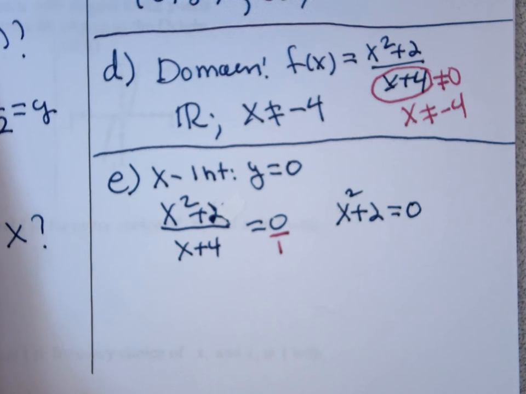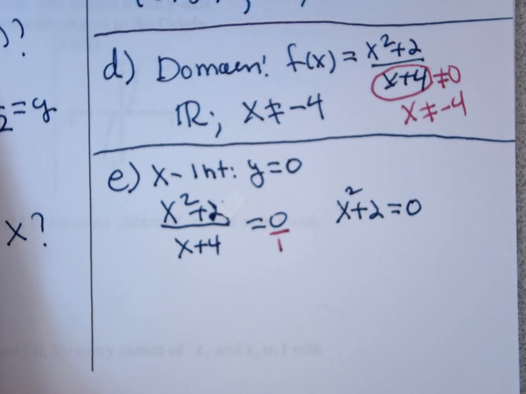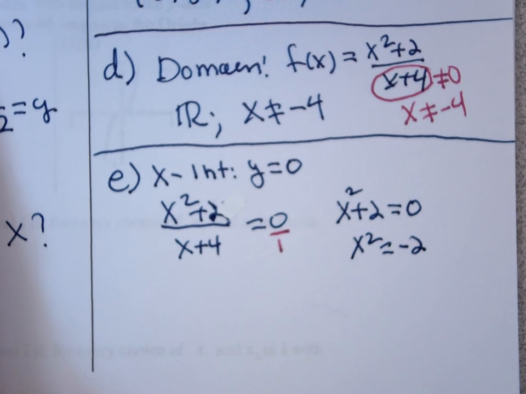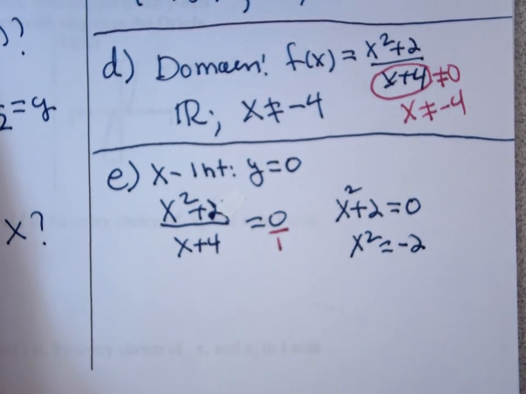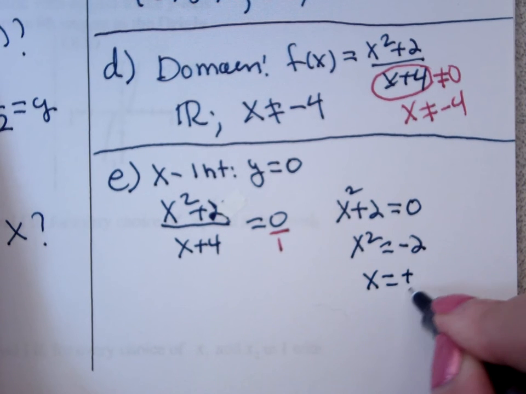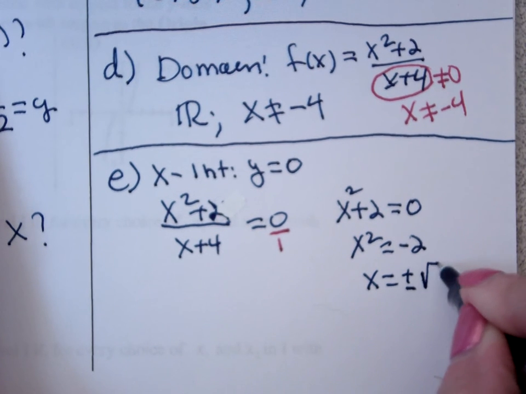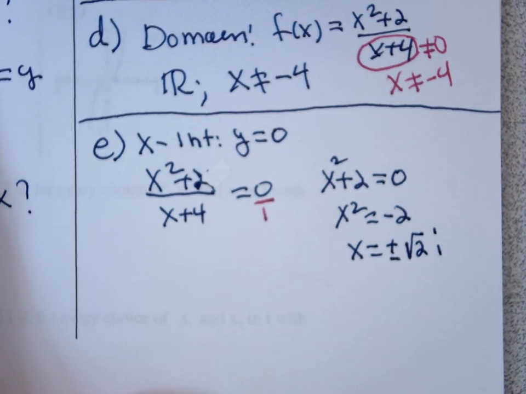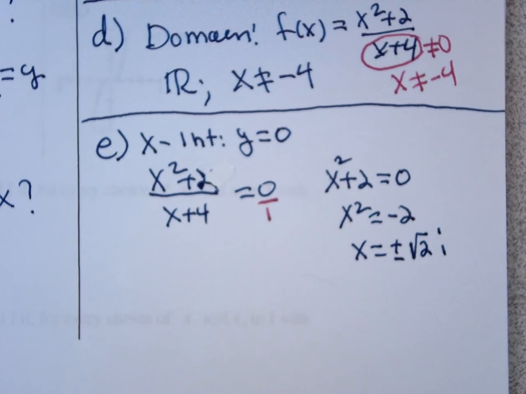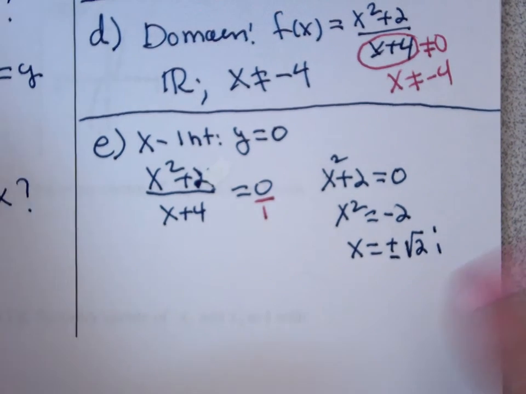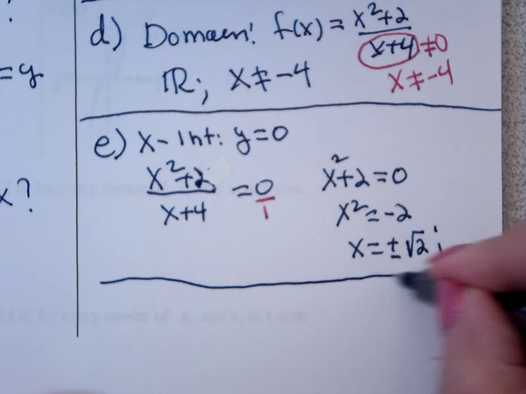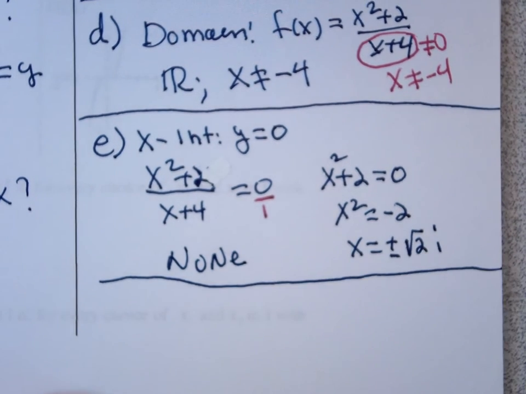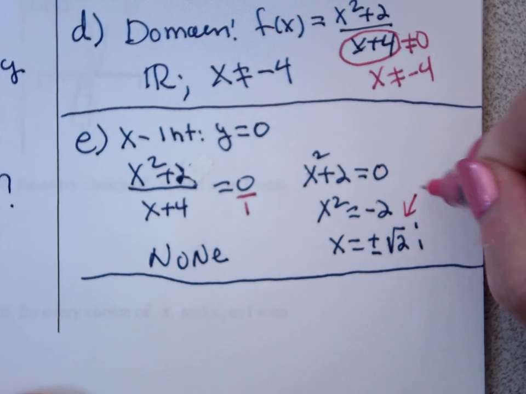Does that have a real solution? No, right? This says that x squared equals -2. And so x is plus or minus the square root of 2 times i. So remember, the domain is all real numbers except. Is this a real number? No. So there are none. And why? Because this is not real.